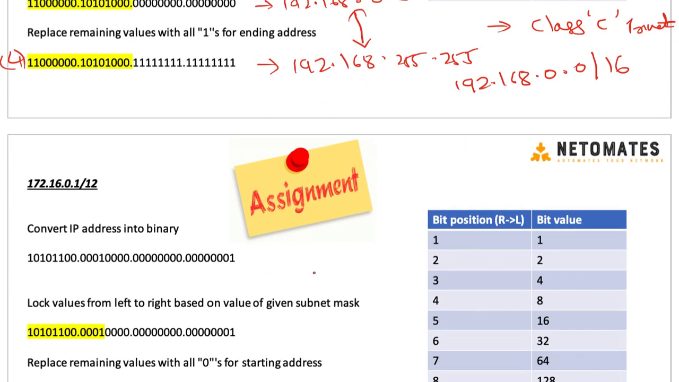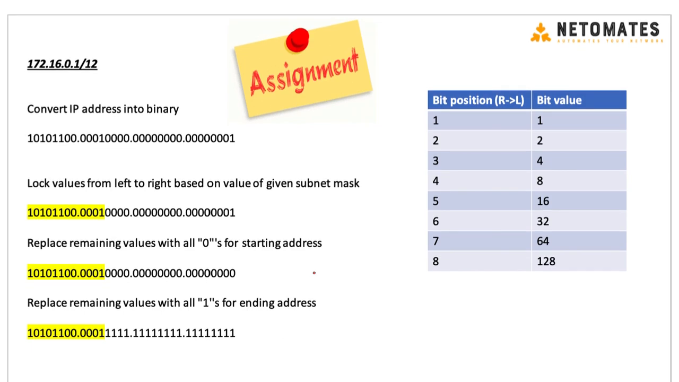Let's look at the remaining example. This is 172.16.0.1/12, meaning 12 bit values are locked. We convert the IP address into binary. Then we lock 12 bits. In the first octet 8 bits are locked, and in the second octet only 4 bits are locked. So 8 plus 4 is 12. These bits are locked.